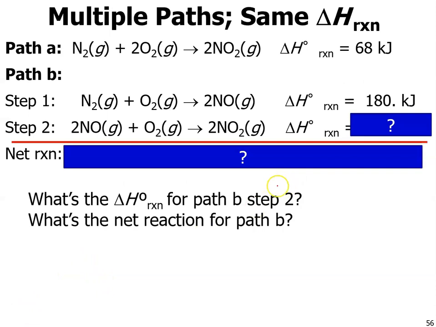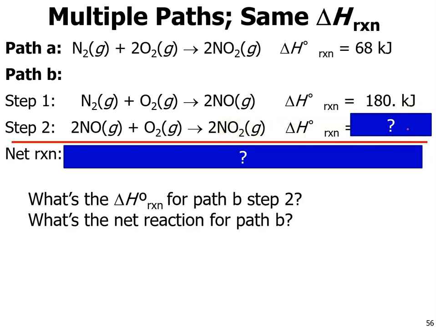I want you to take a second to look at this and just kind of the same idea. We have a single pathway step up above, pathway A, and then we have a multi-pathway step for pathway B. So the first step is nitrogen to oxygen. We make nitrogen monoxide. We take that compound, and then we react it with more oxygen, and then we get nitrogen dioxide.